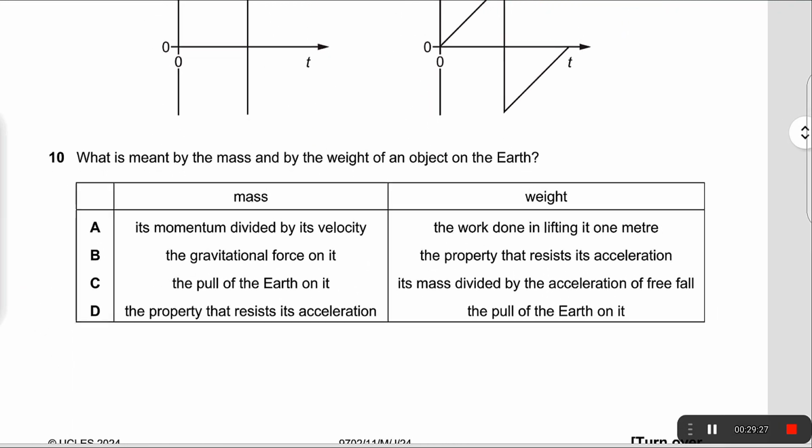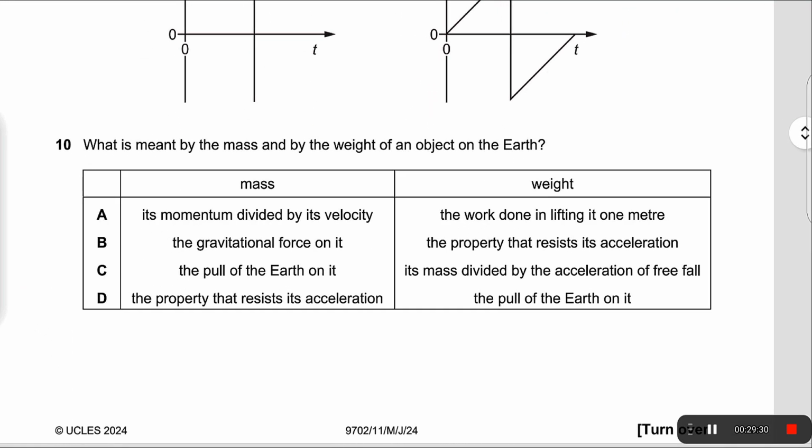Now there is another question, that is the 10th question. What is meant by the mass and by the weight of an object on the earth? You know, it is a very easy question. Mass is related with inertia.